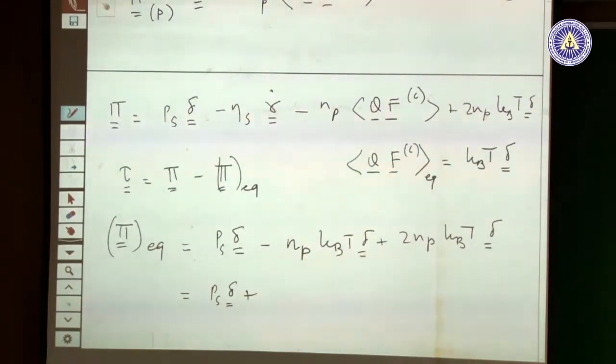Right. So the pressure in both conditions may not be the same. So how can you say that? No, no. You define pressure as the static normal force in the absence of flow. So, I would say this Pi equilibrium is P_s delta plus P_p, the polymer contribution, times delta, whatever is left. That is how you define it.